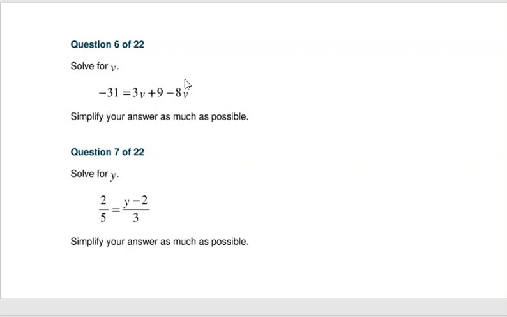Okay, on question number 6, this is an equation that needs to be simplified before we can solve, because on the right side of the equation, we have some like terms. We have this 3b, and we have this negative 8b. Before we move any further, we're going to simplify the right side, and we're going to make this negative 5b. When you add a 3 and a negative 8 together, you get negative 5b, and then plus 9 equals negative 31. Now it's just a two-step equation for us to solve.